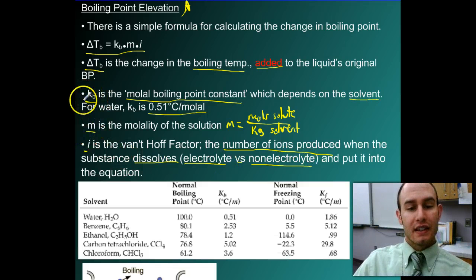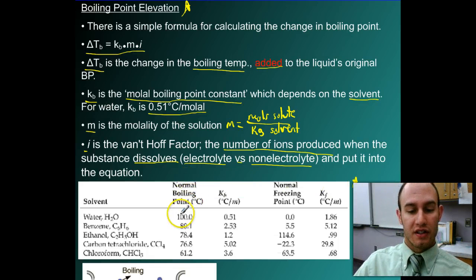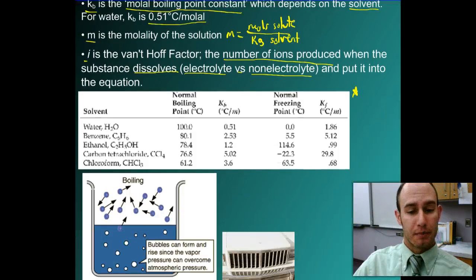So to get these KB values, you're going to have a table similar to this. You'll be provided with that, or again, it's in your book, and you can look up the normal boiling point for different solvents. You can look up the KB, which is that molal boiling point constant for those different substances, as well as their freezing point that we'll talk about when we do freezing point depression.